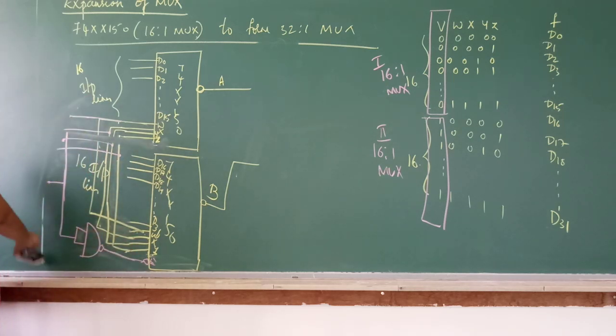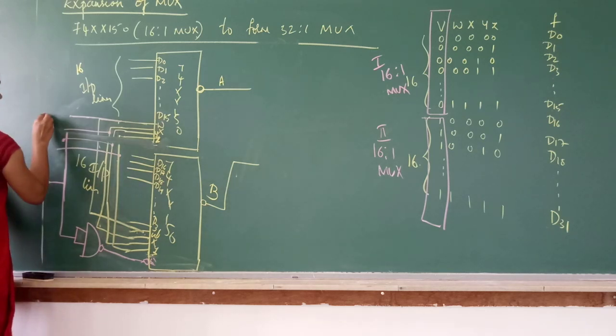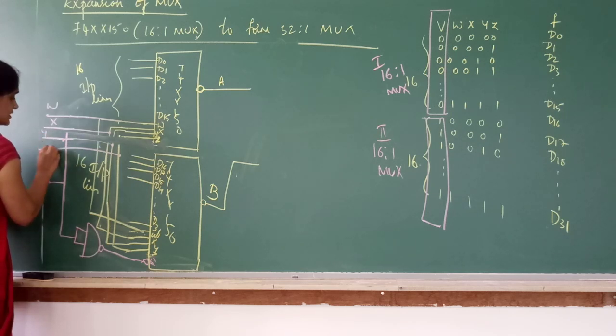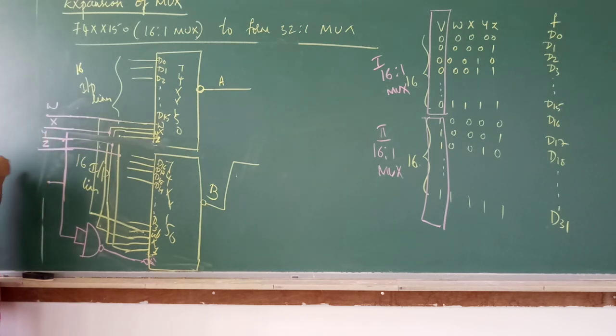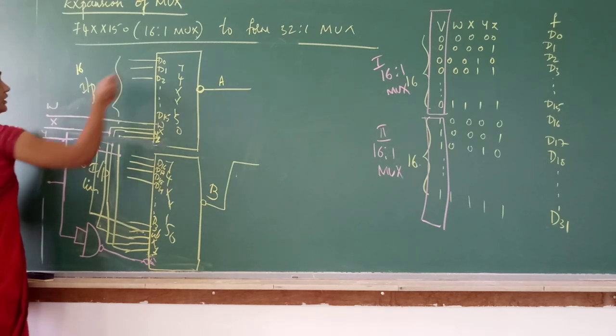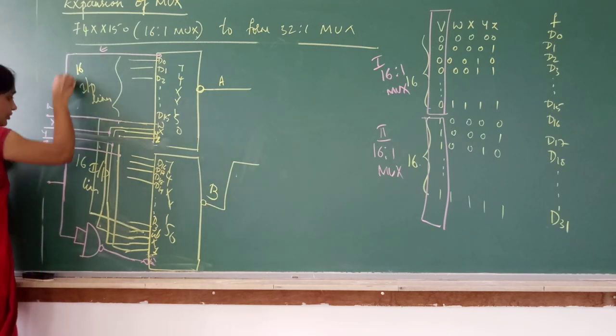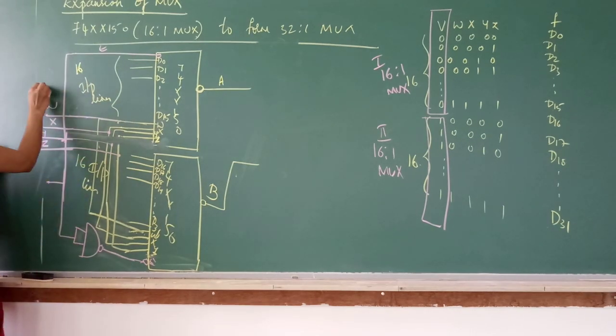Just to not confuse you, I will take this as W, I will take this as X. So this is your Y and this is your Z. Am I correct? Yes. And now I will write the enable input for this IC here. Enable input is connected through a NOT gate and this is what?